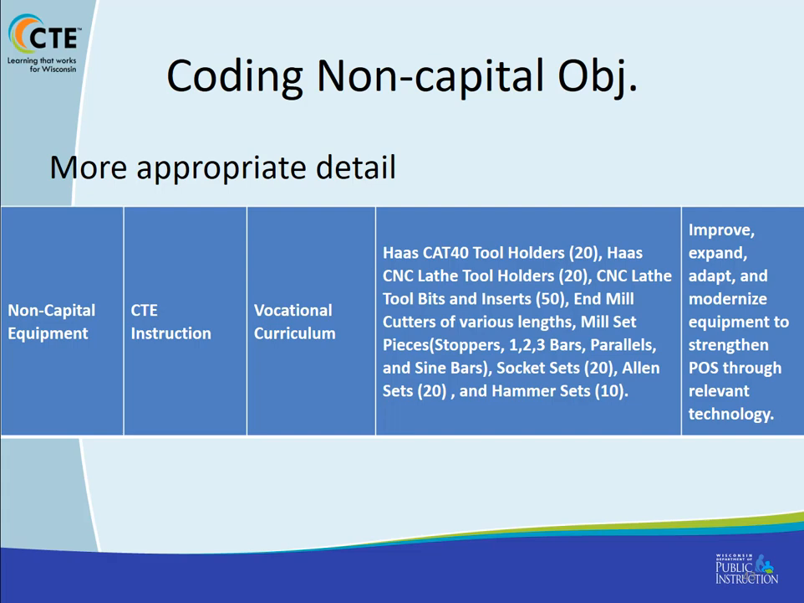The only thing that could be argued here is that a socket, Allen, and hammer sets do not meet the rationale of improve, expand, or modernize equipment. These items will be looked at with more scrutiny. Remember, the focus of Perkins is to improve, expand, and update, as is stated in the rationale that was chosen.